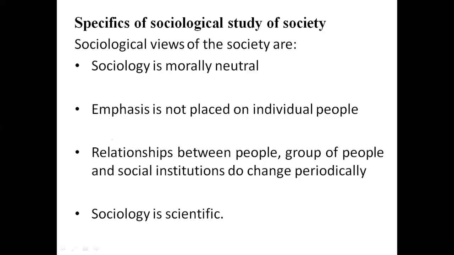Another thing is that emphasis is not placed on the individual. Emphasis is placed on people, on the group, on the interrelationship between people. Another point is that relationships between people, groups of people, and social institutions change periodically. It's not static. It is dynamic. And the last one is that sociology is scientific. We have said that it includes discovery, planning, and gathering of data. So sociology is scientific.